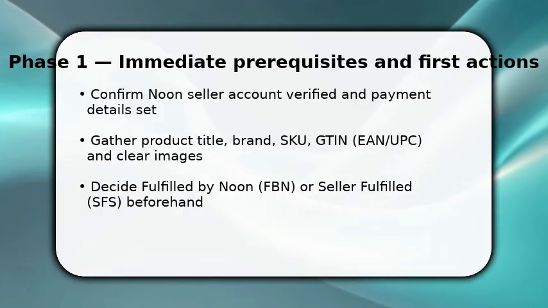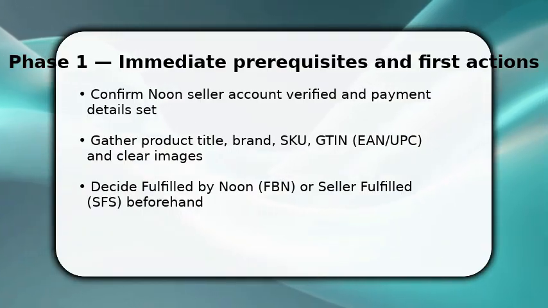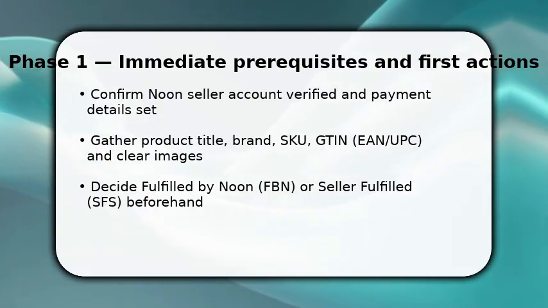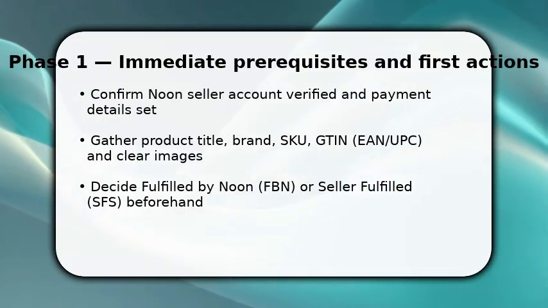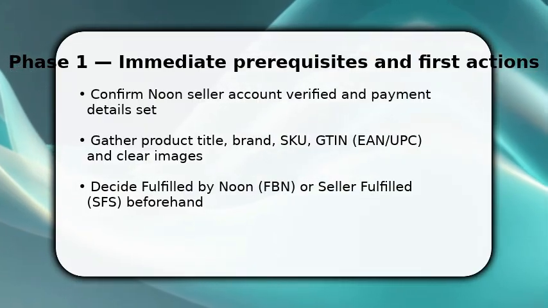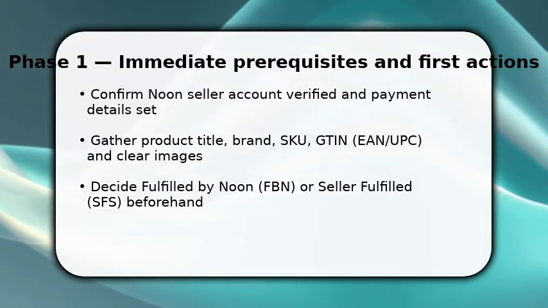You begin inside Seller Lab, sign in and open Add Product. First, choose category and subcategory that matches your item. This drives required attributes. Once done, enter the product title and brand precisely because search relevance depends on those fields. Make sure to pick FBN or SFS now, as logistics affect pricing and inventory steps.